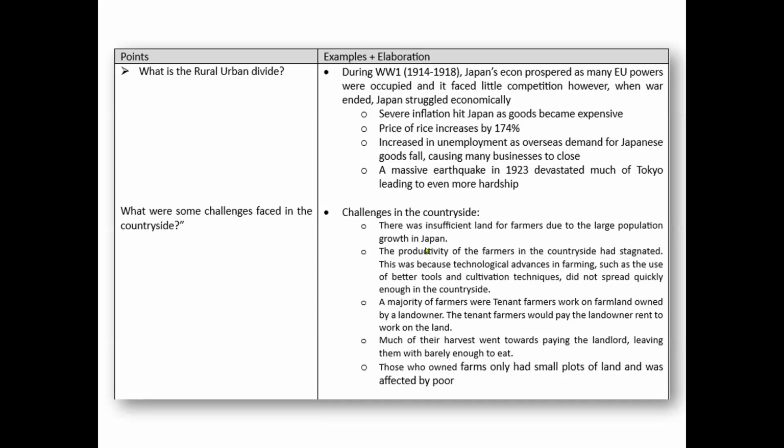Now the challenge was, because this was happening, it got worse in the countryside. Productivity of the farmers, insufficient land because of the large population. Now, some of these farmers are actually tenants. Tenant just means they borrow the land. And the tenant farmers would pay the landowners to rent. But much of the harvest was not given to the person who actually worked on the land. And it was really, really bad. So you can imagine all the unhappiness of these farmers who worked so hard, but they had to give it up, right?